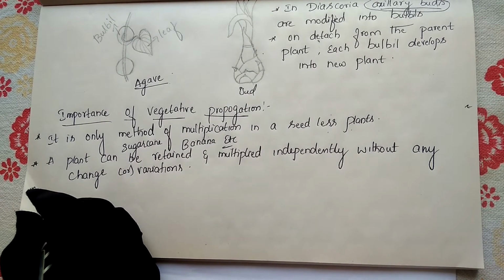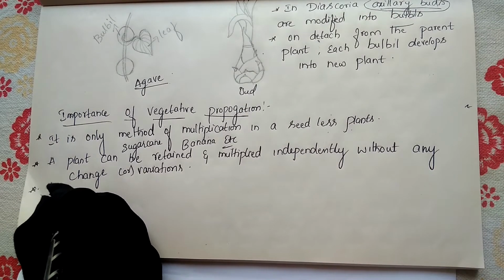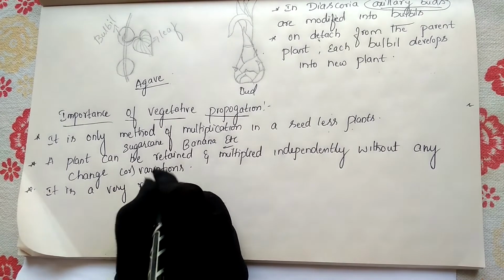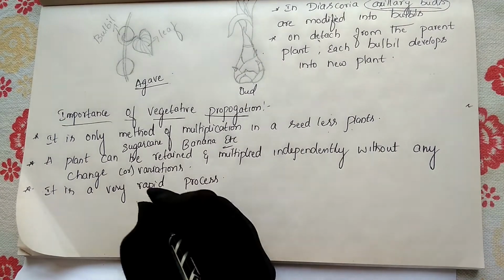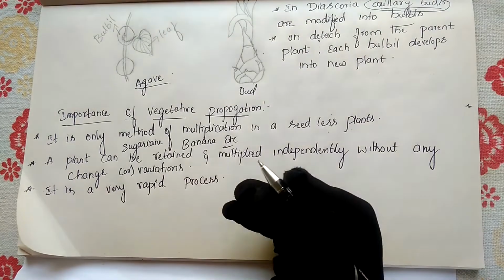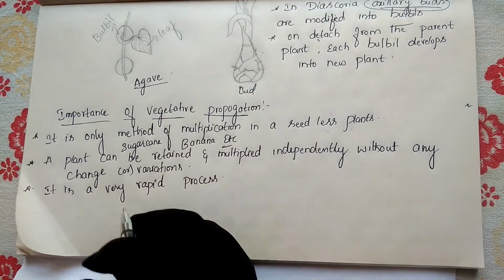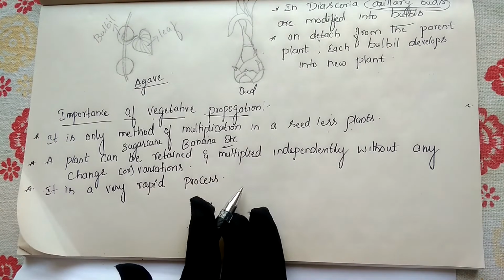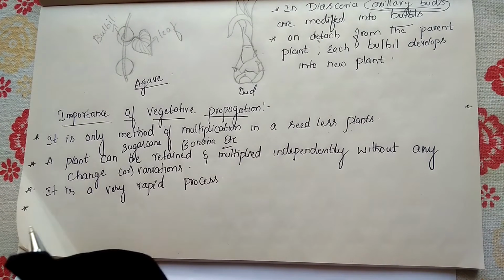Next benefit: it is a very rapid process. Through vegetative propagation we get offspring fast. We don't have to wait for a longer period to get the offspring. In a quick manner, we get the offspring through vegetative propagation. That is another benefit.